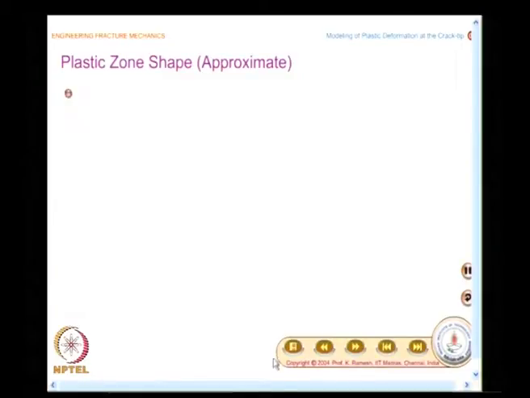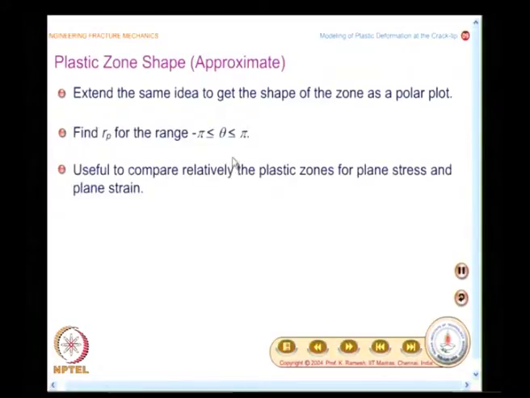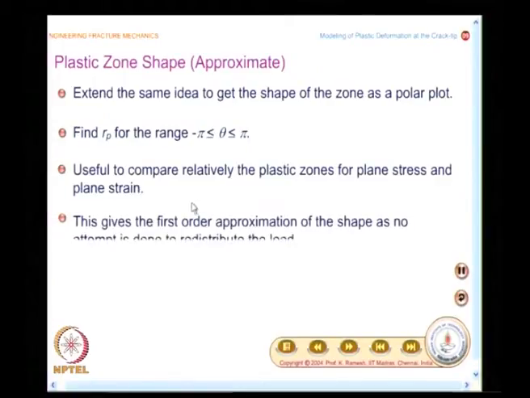This we have looked at, what happens ahead of the crack length. Express it as a function of theta, you get a shape which is very approximate. In fact, I had asked the students to plot this for mode 1, mode 2 and mode 3 in the last class. I am sure many of you may not have done it. So, we will have a look at those shapes. An approach like this gives the first order approximation of the shape, because we do not make any attempt to redistribute the load.